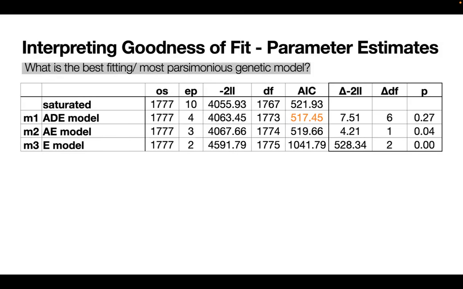And when we do that in model 2 here, you see that we went from a minus twice log likelihood of 4063 to 4067, or 4.21 for 1 degree of freedom, which gives us a p-value of 0.04, just below the significance level of 0.05, which would indicate that in this case, for this particular example, the dominance component is indeed significant and we cannot drop it from the model.